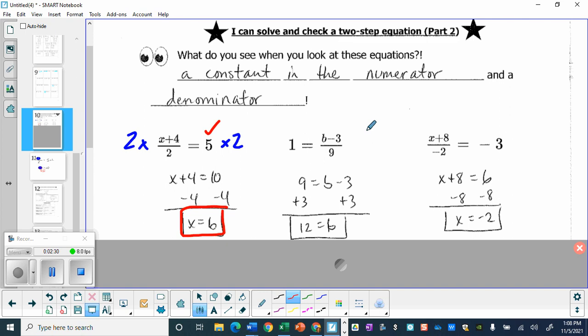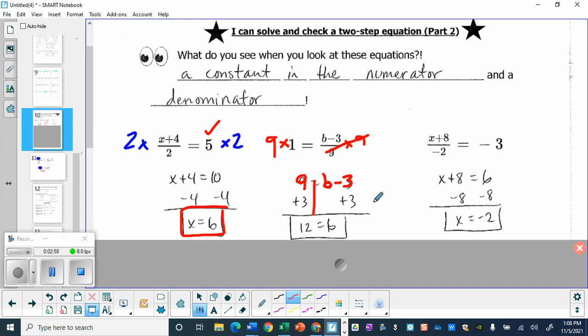Now for this problem, again, what do you see? You see a constant, b minus 3, and then you see a denominator. So anytime your constant is up top like this, your first step is to multiply both sides by the denominator, and that's where I get this 9. This cancels out, and b minus 3 is what I'm bringing down in my work, the b minus the 3 that you see here. Now again, I drop my line so I can focus on this side.